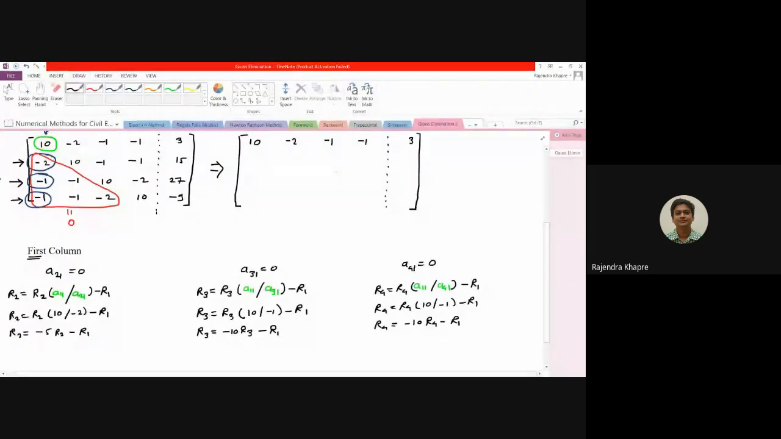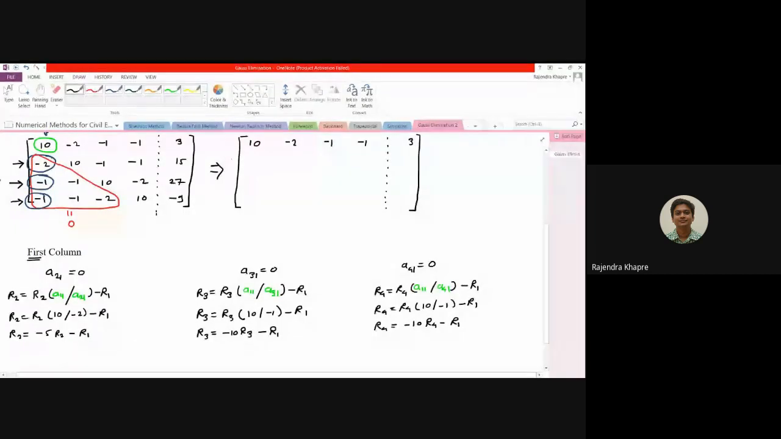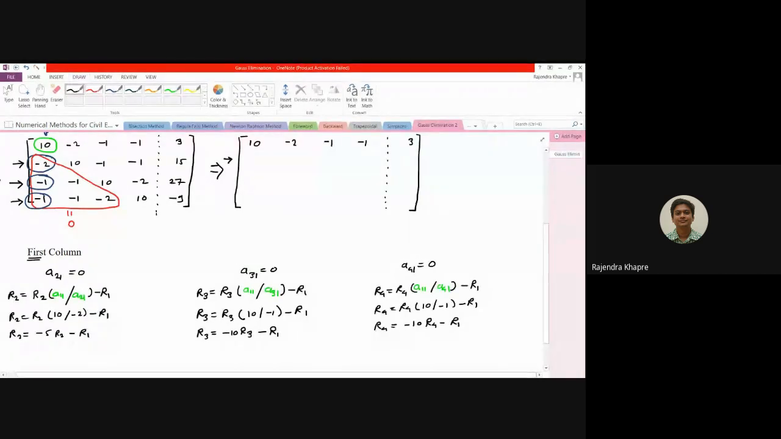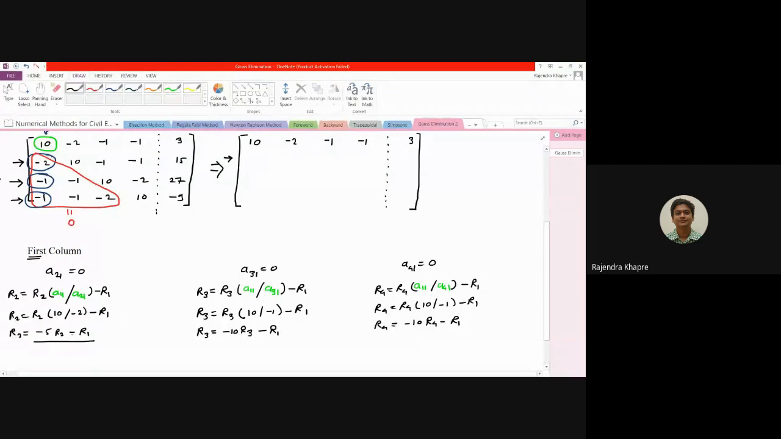When I'm working on row 2, it says row 2 is replaced by negative 5 times row 2 minus row 1.